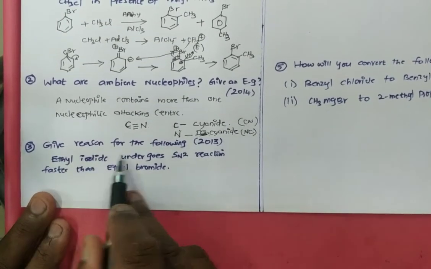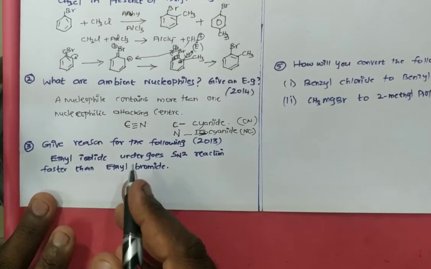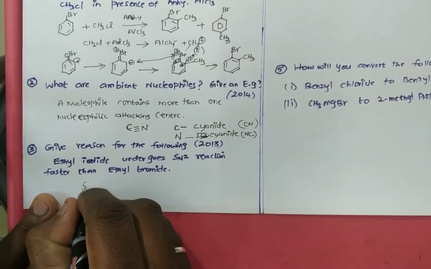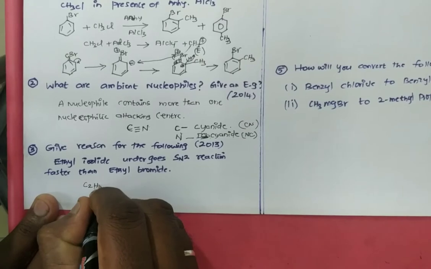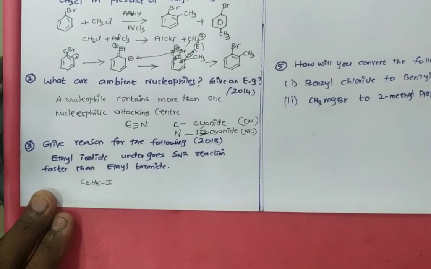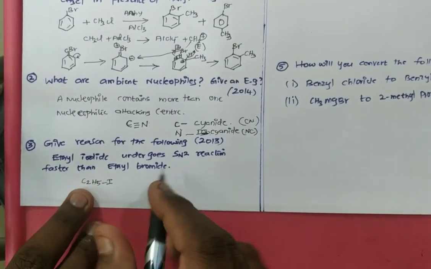So let's give reasons for the following. Ethyl iodide, I will be writing the structure. Ethyl iodide, C2H5I. This is ethyl iodide. And ethyl bromide.